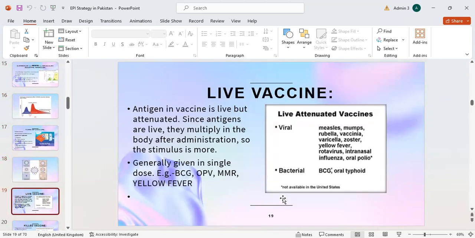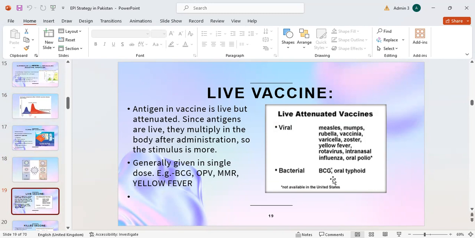Live vaccine. The antigen in the vaccine is live but attenuated. Since antigens are live, they multiply in the body after administration, so the stimulus is more. Generally given in a single dose, for example BCG, OPV, MMR, and yellow fever. Live attenuated vaccine.